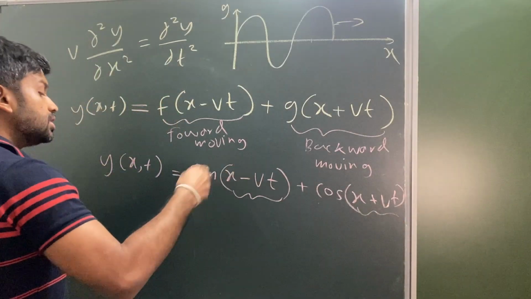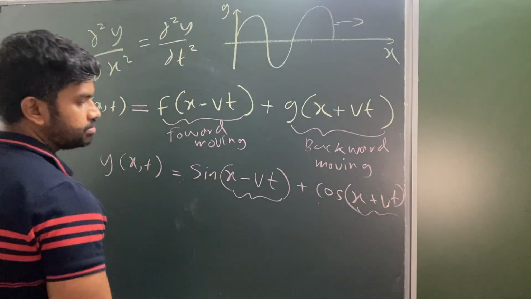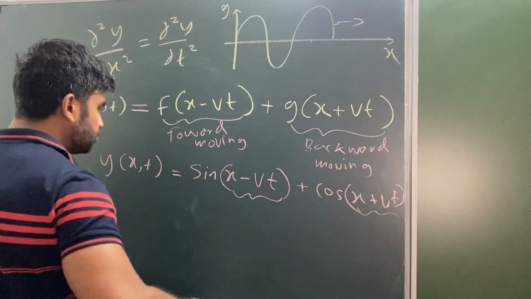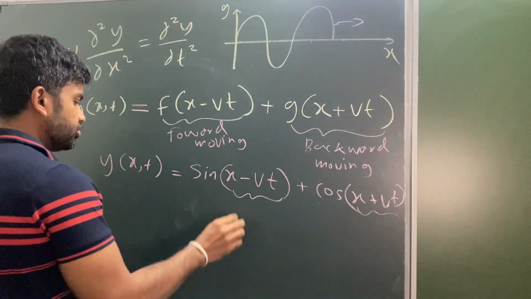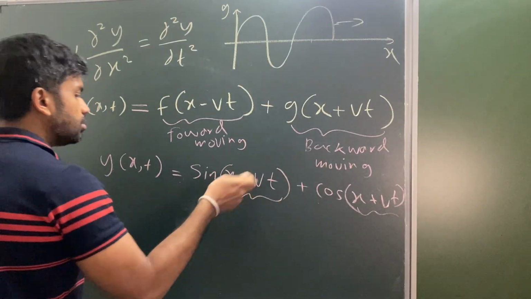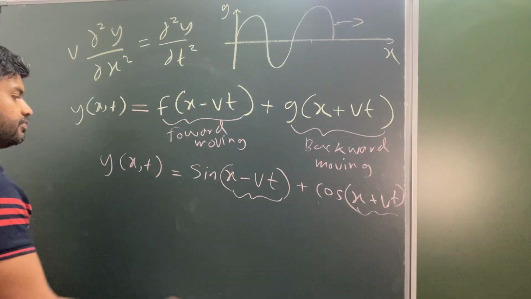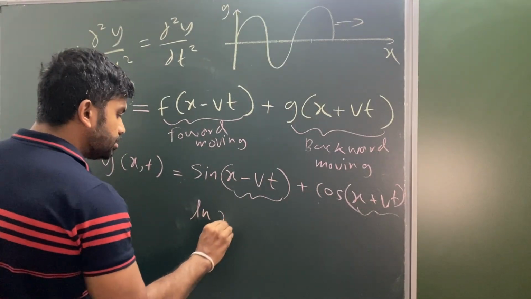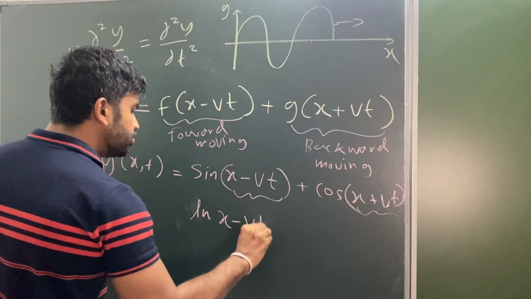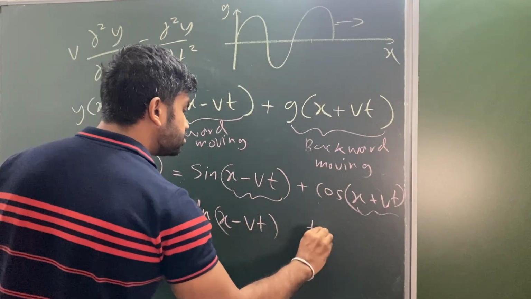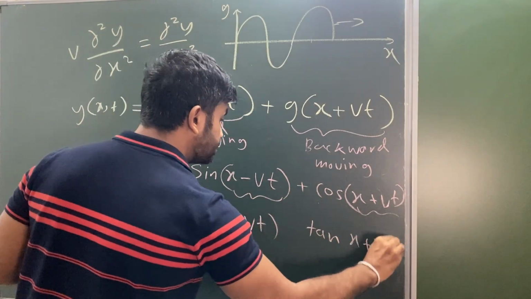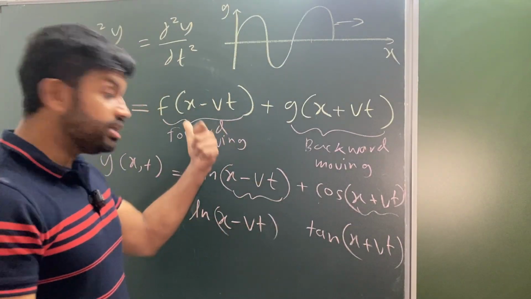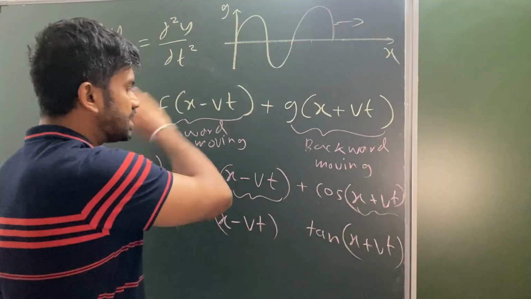So those are continuous, you can find values, right, unless they're zero. So whatever the value is, no matter what, you can always find an outcome, a value. But imagine if you replace them with some functions like ln x minus vt, or tan x plus vt, or something like that. Still they satisfy the wave equation. Still there are solutions for this classical wave equation.